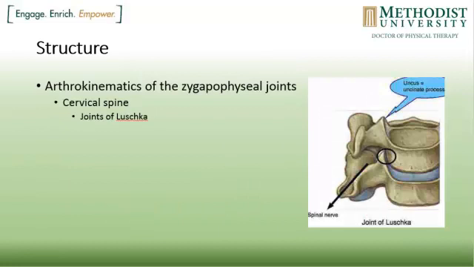Now, one thing I do want to add to the cervical spine is that they also have these joints of Luschka. These are bony projections that provide some stability to the spine and also help reinforce the posterior wall of the disc to help prevent any posterior translation of that disc back into the vertebral canal.